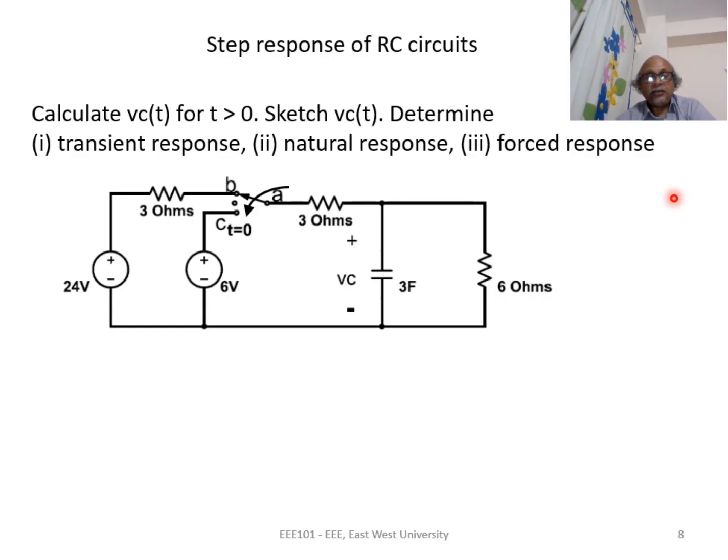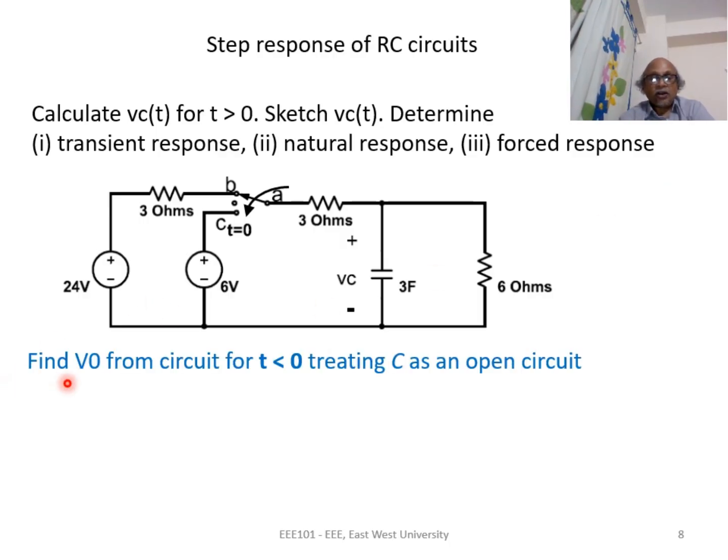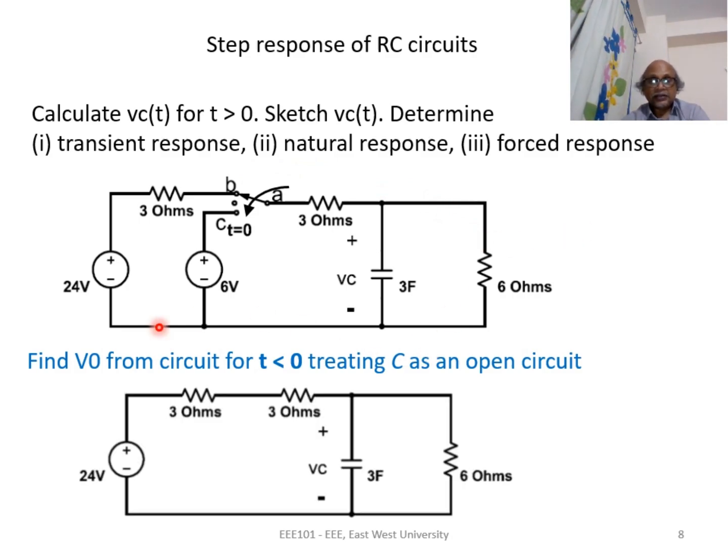First, we want to find V0. V0 is obtained from the circuit for t less than 0, treating C as an open circuit. For t less than 0, the switch is at B. So this is our circuit for t less than 0. Here we consider the capacitor as an open circuit, and the voltage across the open circuit is the initial voltage V0. Using voltage divider rule, we find out that V0 is equal to 12 volts.